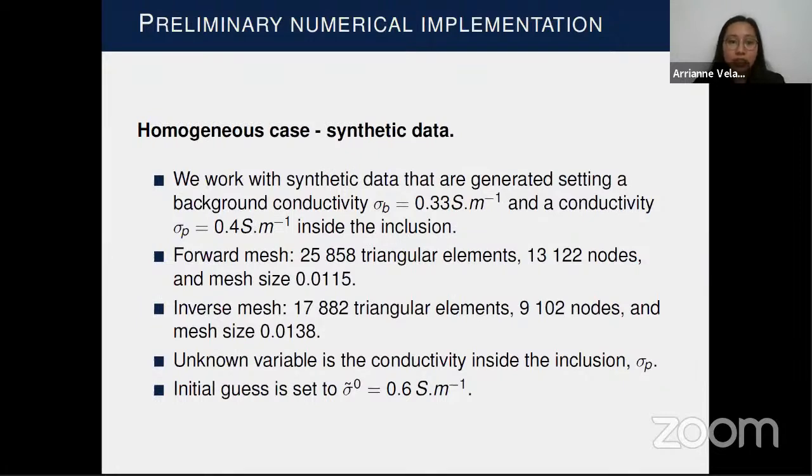The forward and inverse meshes have the following characteristics. So we used different mesh sizes. And the only unknown variable in this case is the conductivity inside the inclusion, sigma p. The initial guess is set to be 0.6 Siemens per meter.